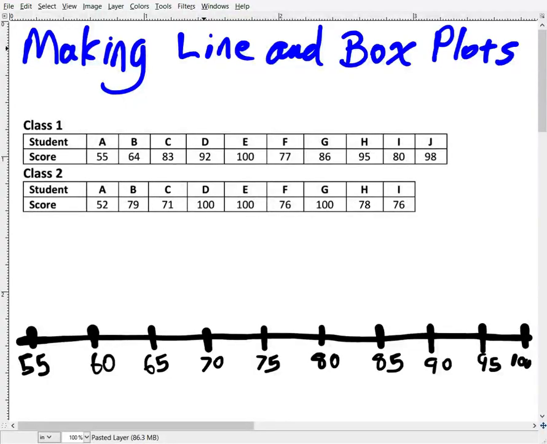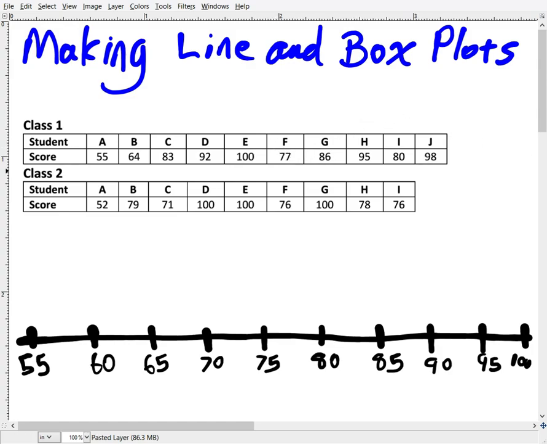So in this video, I wanted to go through and take a look at what would happen if you needed to make box and line plots and you were given various data tables. And the reason that I picked this data table is because in the next video that I'm going to do, I'm planning on doing a problem that will require us to use this particular information that we're working on right now to solve another problem.